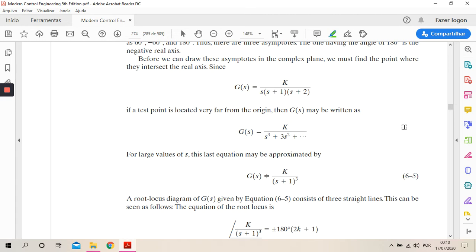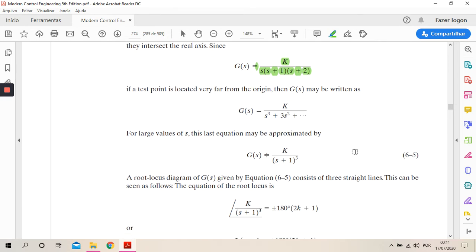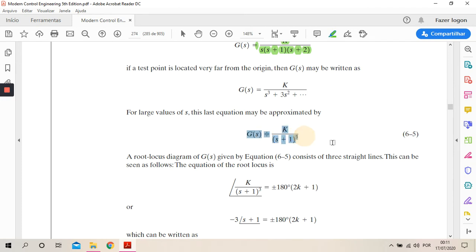If a test point is located very far from the origin, then G of s may be written as G of s equal to k divided by s cubed plus 3 times s squared plus. We're going to develop this denominator here. Okay, only the denominator. We're going to develop this denominator here, and then we're going to find an expression in the denominator. The book says that it is better we approximate this by this. Okay, this new expression here.